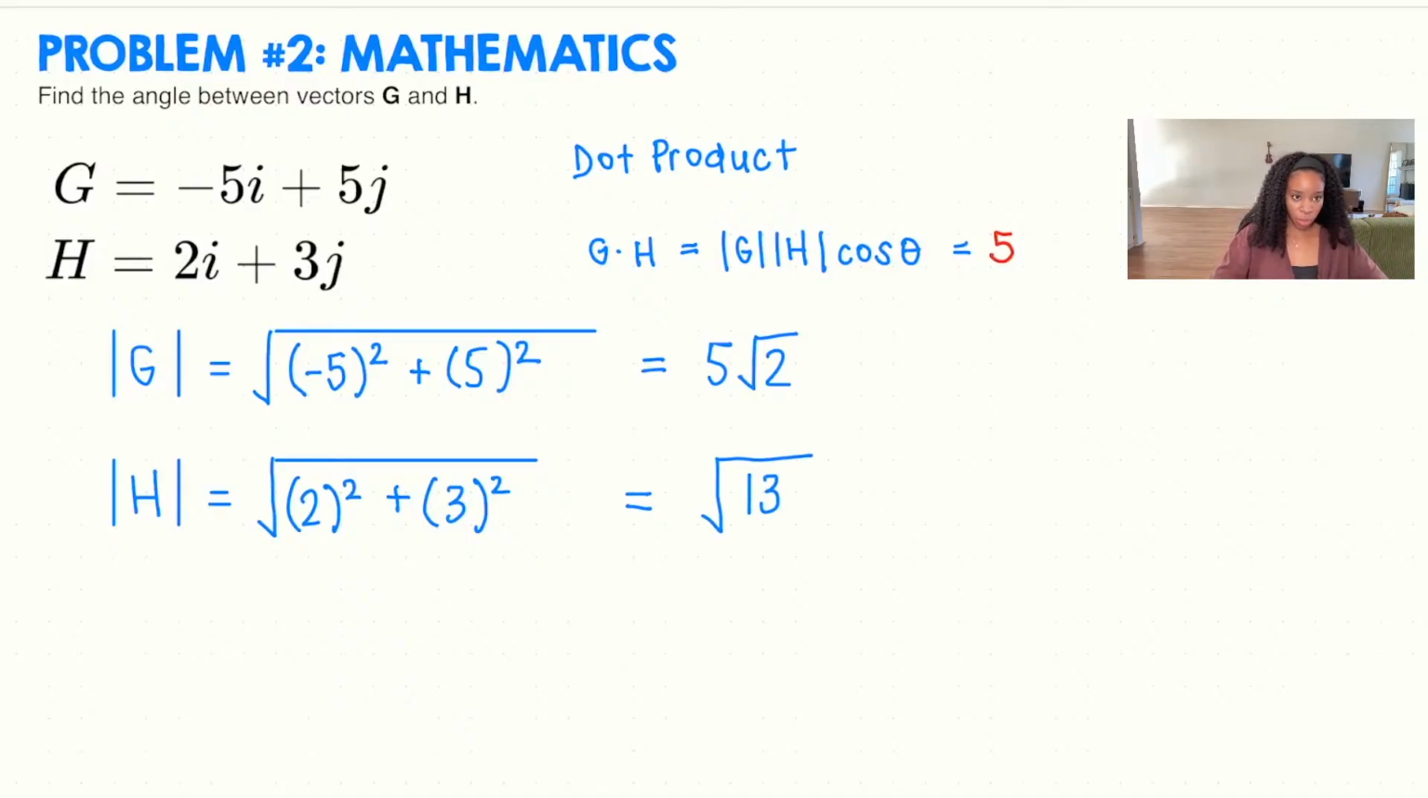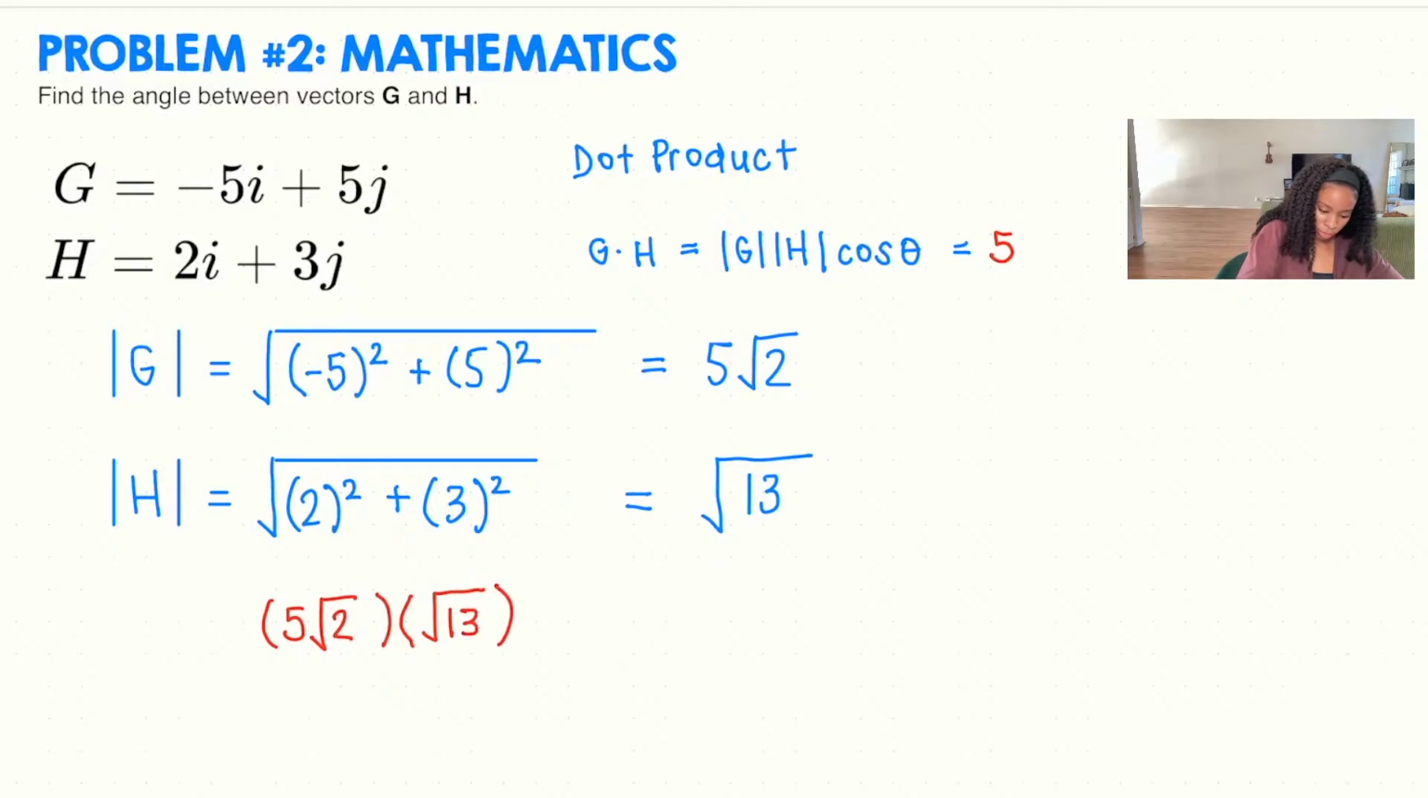So yeah, now we can plug these into the formula. So we're going to have 5 root 2 times the square root of 13 times the cosine of theta equals 5. Hopefully you all are following along. Let me know if you have any questions. I'll be sure to answer those.